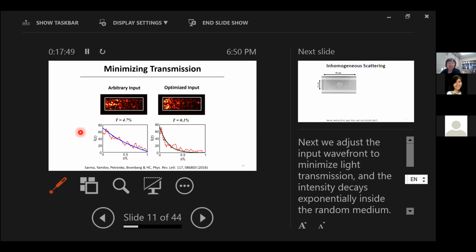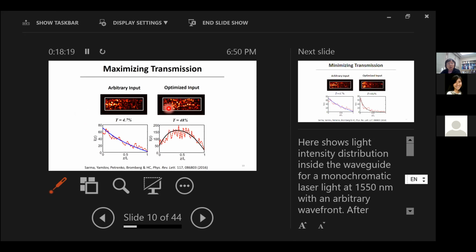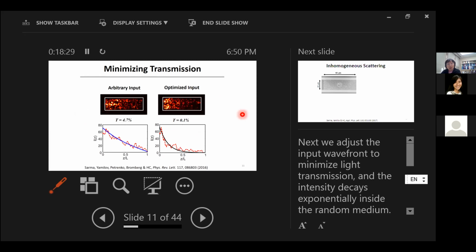So this is a simple experimental setup to show that for the same structure, by just changing the input wavefront, we can change the transmission about 500 times, and we can also change dramatically the intensity distribution inside. And this is done by manipulating the interference of the scattered waves. In the previous case, we made the scattered waves interfere constructively going forward to enhance the transmission. In the other case here, we make the forward scattered waves interfere destructively to suppress the transmission.